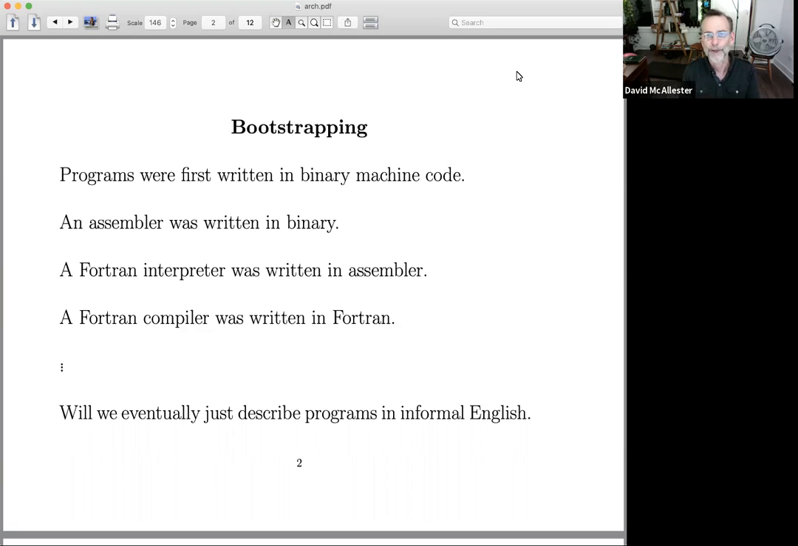And then once you have a Fortran interpreter, you can write a Fortran compiler in Fortran. So you're bootstrapping, you're taking the tools you're building and using them to build the next tool. And this history is a little bit of a joke, but this Fortran compiler written in Fortran is circa 1960. And as far as I know, we're still writing C compilers in C. But this progression has always led to the question whether we will eventually just be able to write programs in informal English and have the computer program them.